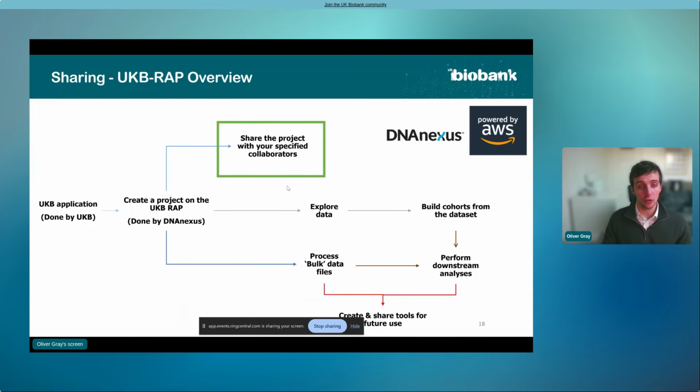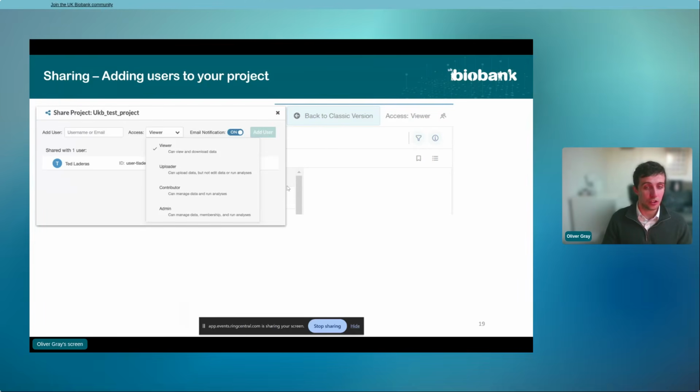I should note that it's not possible to share your data on your RAP project with anyone outside of your AMS defined list of collaborators. But it is possible to share it with those who are listed. And you do that by clicking this share button here on the user interface.